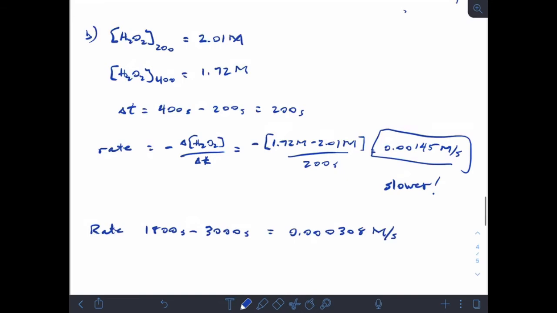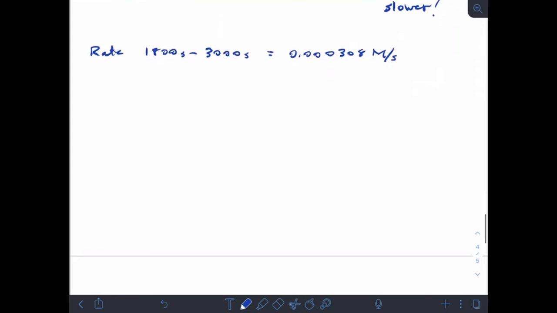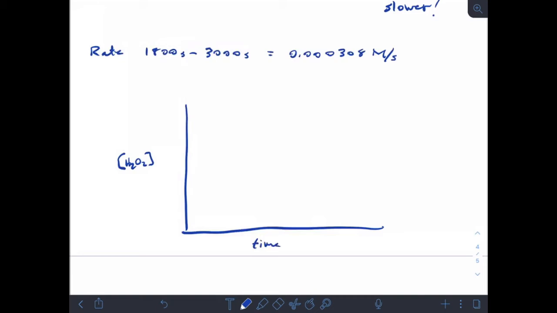Okay, so if we were to plot the concentration versus time, with my H2O2 on the y-axis and time in seconds on my x-axis, it's going to have a curve. So concentration versus time, the curve represents the reaction rate. Okay, so how do we deal with this?